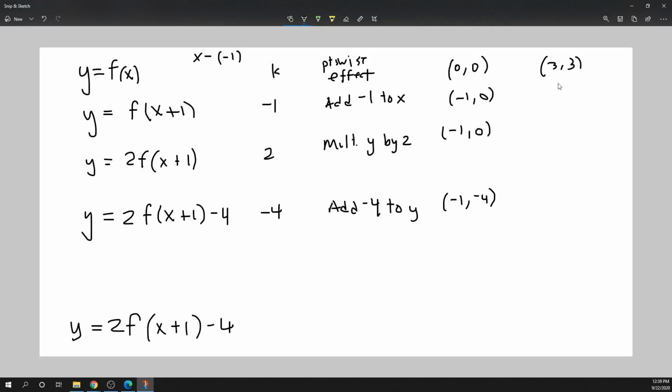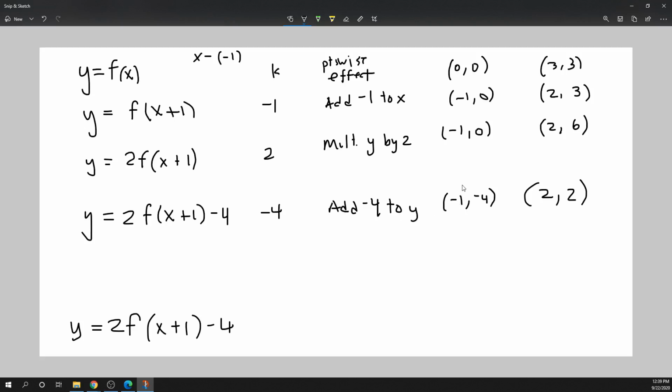Next one, running through the same steps. First, add -1 to the x, keeping the same y: -3 plus -1 is... actually, the x starts at 3, so 3 plus -1 is 2. Then multiply y by 2 and leave x alone: 3 times 2 is 6. Then add -4 to the y value. The x is the same, and 6 plus -4 is 2.